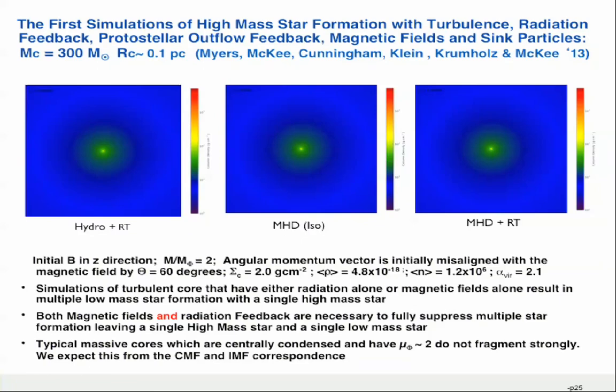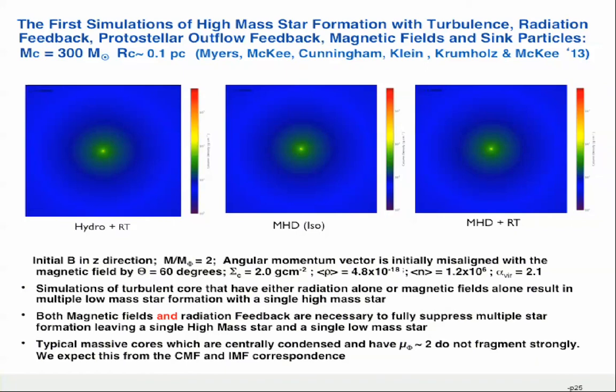Now let me go further down into the turbulent core to show you what actually happens in the formation of a high mass star. So we're going down in scale. These were the first simulations of high mass star formation with turbulence, radiation feedback, protostellar outflow feedback, magnetic fields and sink particles. So now I'm looking at individual cores. We just published this work 3 months ago with Andrew, and I want to point out 3 cases here.